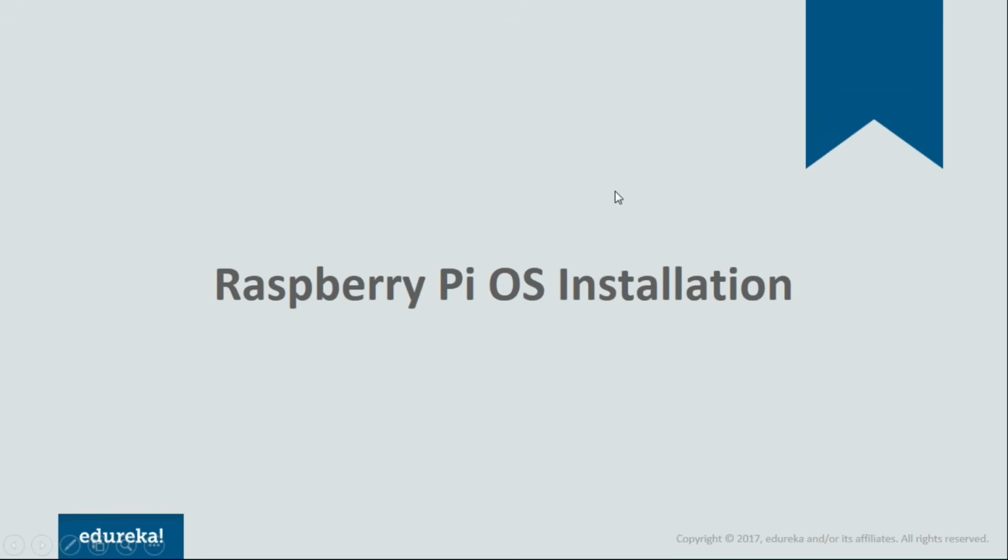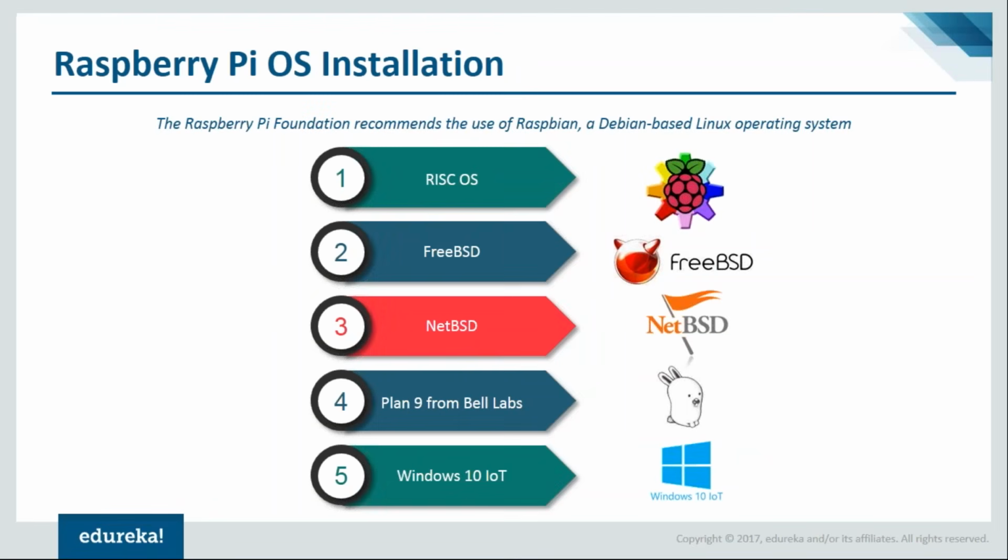Okay, so now let's start with the Raspberry Pi OS installation. I'll help you understand how you can actually install the Raspberry Pi operating system once you've bought the Raspberry Pi. So we'll divide it into different parts. First, let me help you understand the different operating systems that are available at present. Raspberry Pi in itself supports multiple operating systems, but we'll mainly be working on Raspbian.